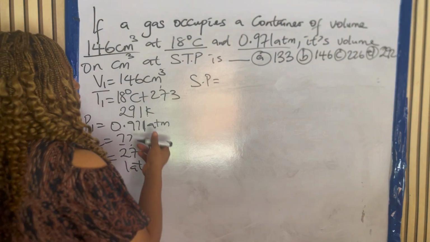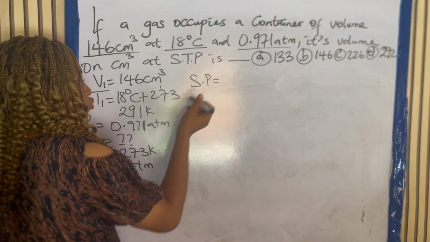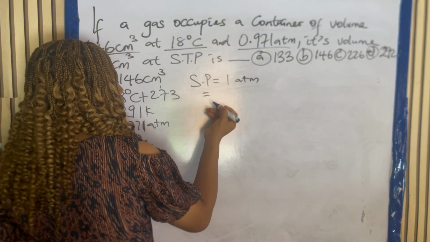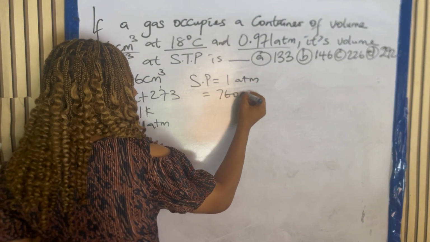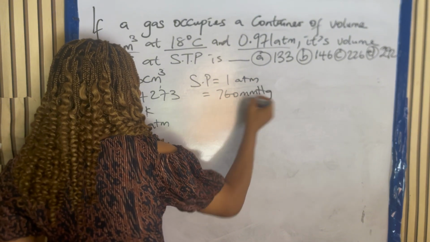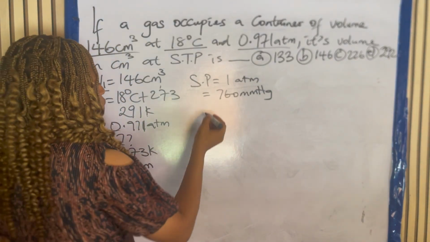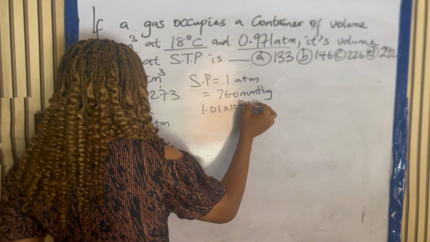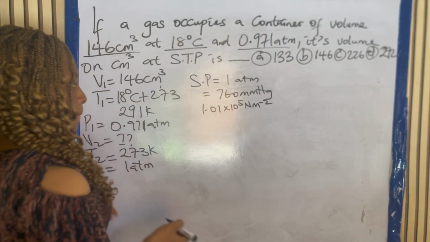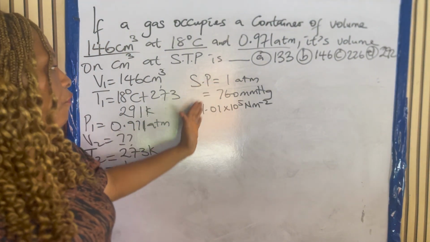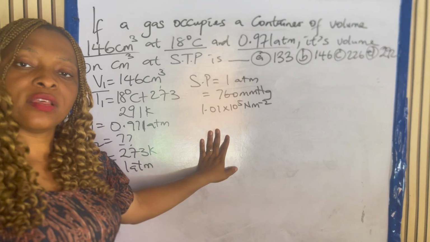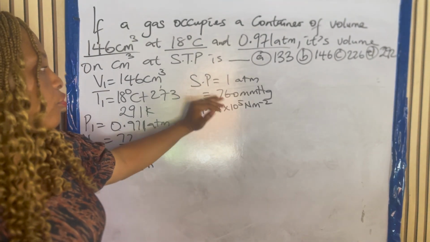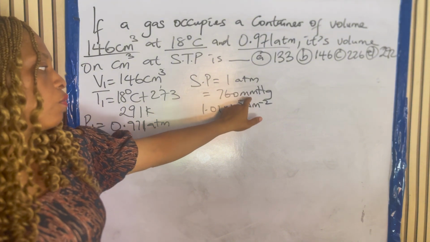So our standard pressure for atm is 1 atm. For millimeter mercury, it is 760 millimeter mercury. And for Newton per meter square, it is 1.01 times 10 raised to the power 5 Newton per meter square. Please, you need to have this off hand. Very important. So the standard pressure depends on the units that you are given.